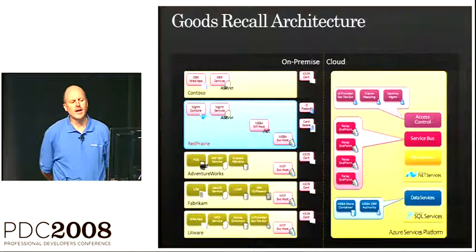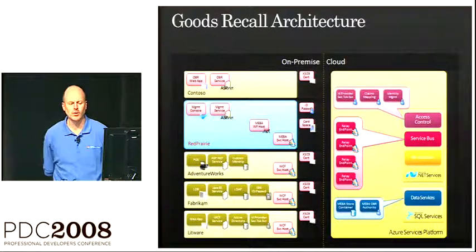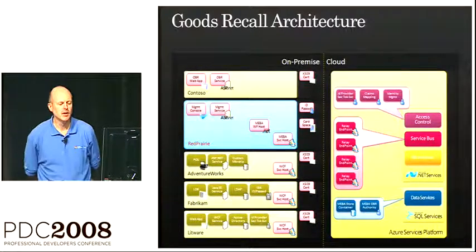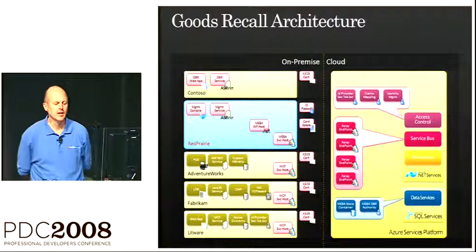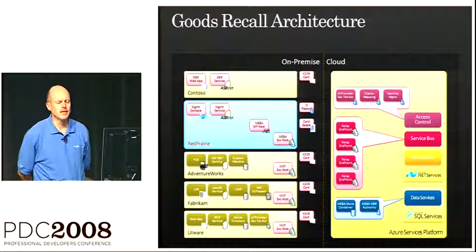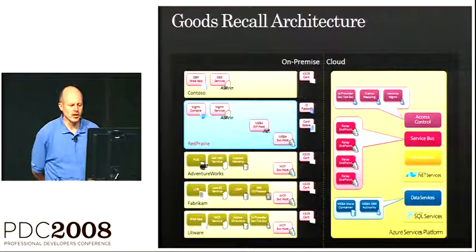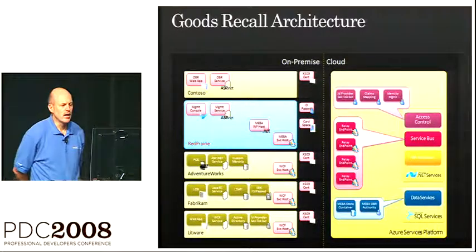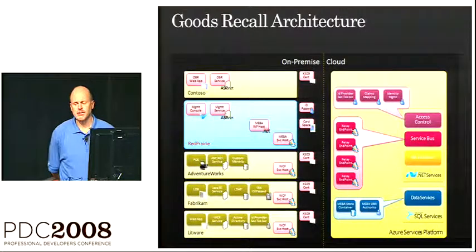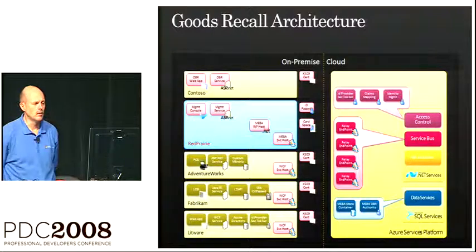On the right-hand side, we have the services running in the cloud: the access control services, the service bus, the workflow services, all of which comprise the .NET services. And we also have the SQL services providing data storage and access. On the left-hand side, we have stuff running on-premise. What you see at the top is Contoso, the organization that initiates the recall. You see Red Prairie with on-premises services running. And then you see AdventureWorks, Fabrikam, and Litware, who are the partners of Contoso, who are participating in the recall.